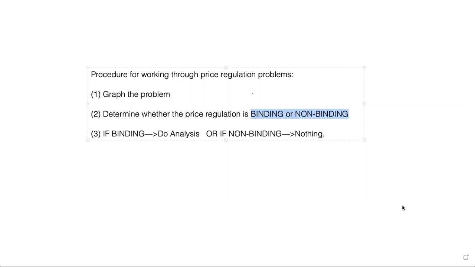Do you have any questions about that, Alondra? About how to solve the binding, non-binding? No, I think I'm okay. Okay. Does anybody else have any questions about this?